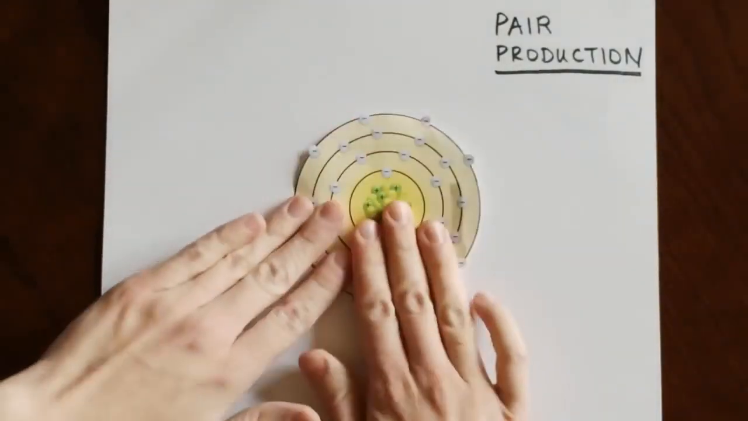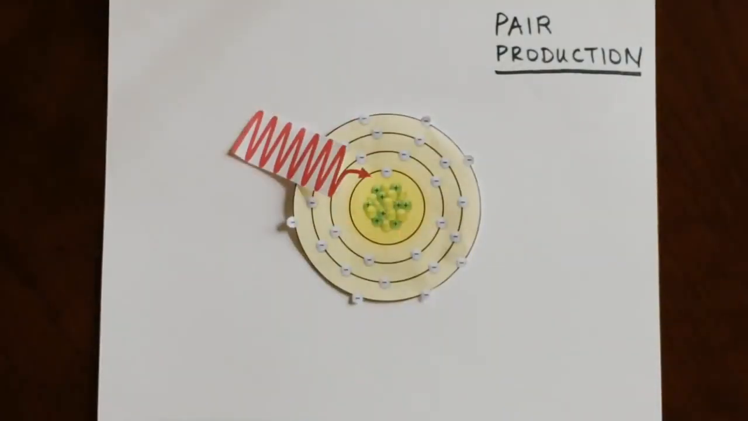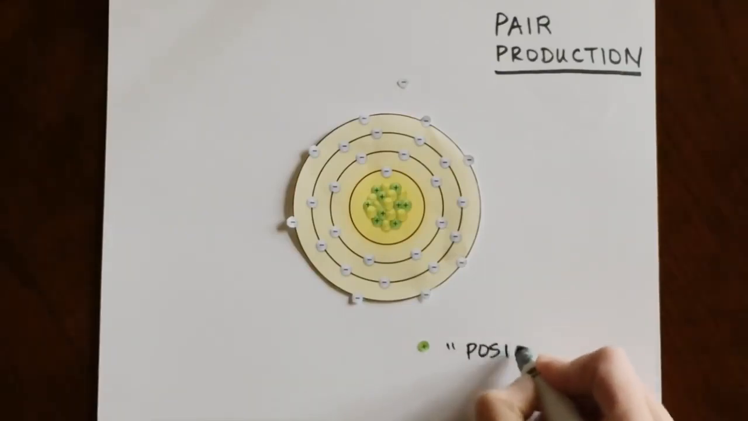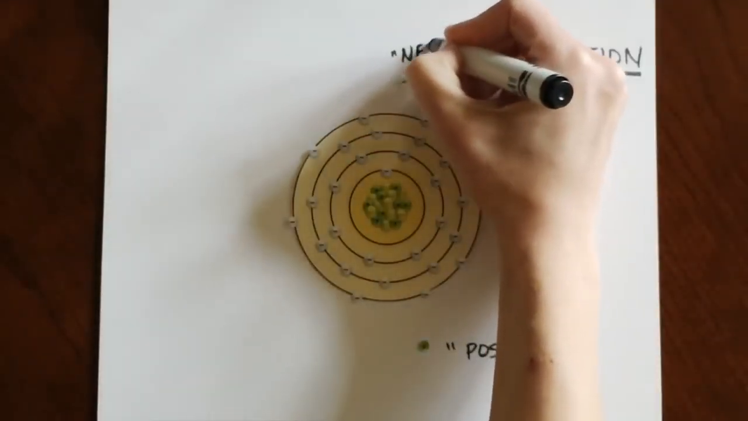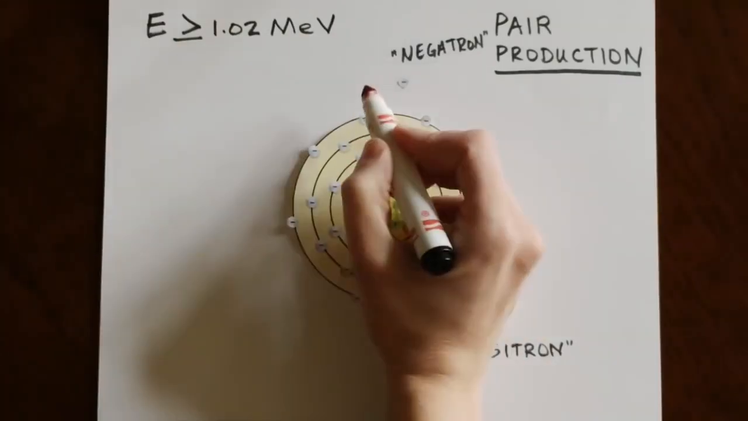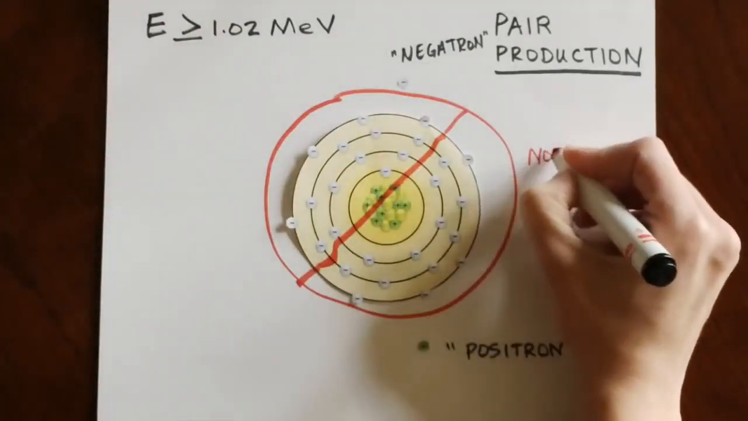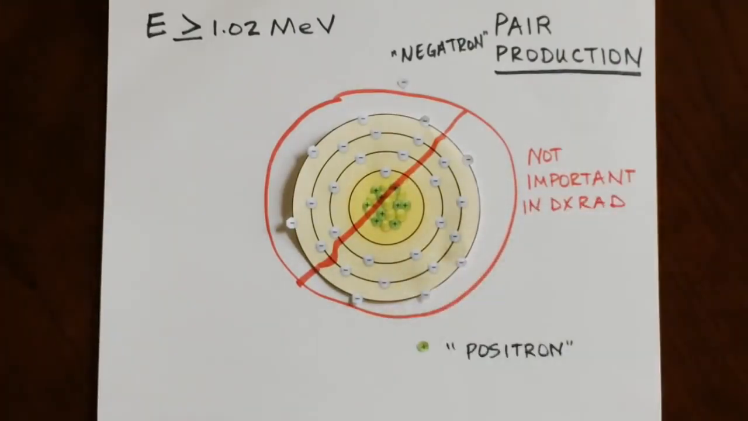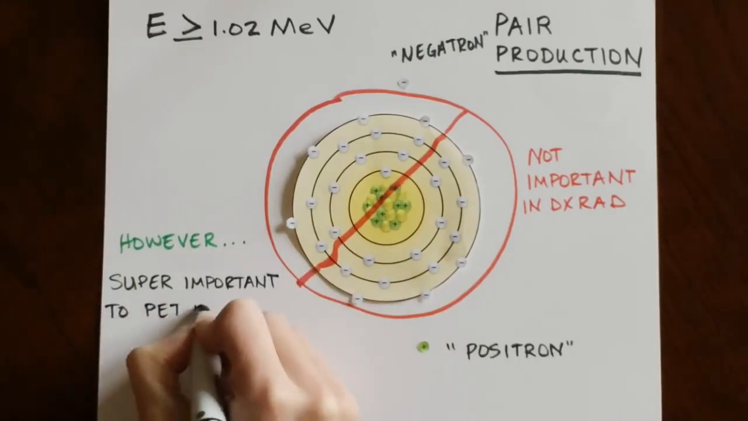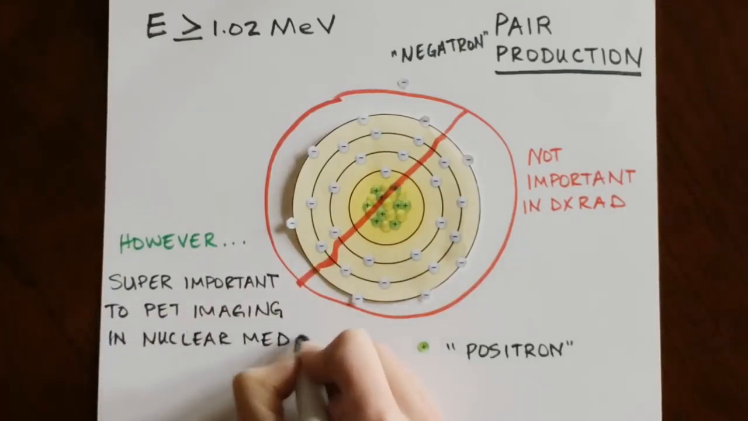If an X-ray photon has enough energy, it will bypass the electron shells and interact with the nuclear field. In this interaction, the X-ray photon disappears, and a pair of electrons appear, one positively charged, called the positron, and one negatively charged, called the negatron. This is why this interaction is called pair production. Since the energy of the X-ray photon must be at least 1.02 mega-electron-volts, this interaction is unimportant in X-ray imaging. It does, however, have great importance to positron emission tomography, or PET imaging, in nuclear medicine.